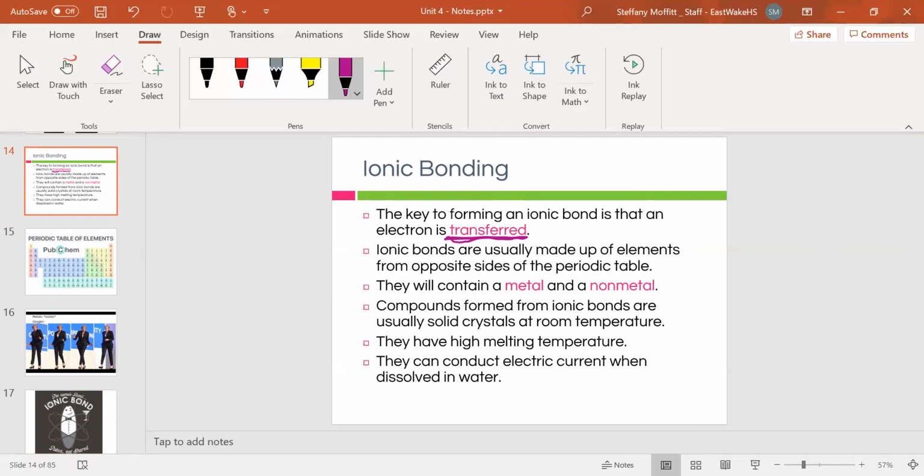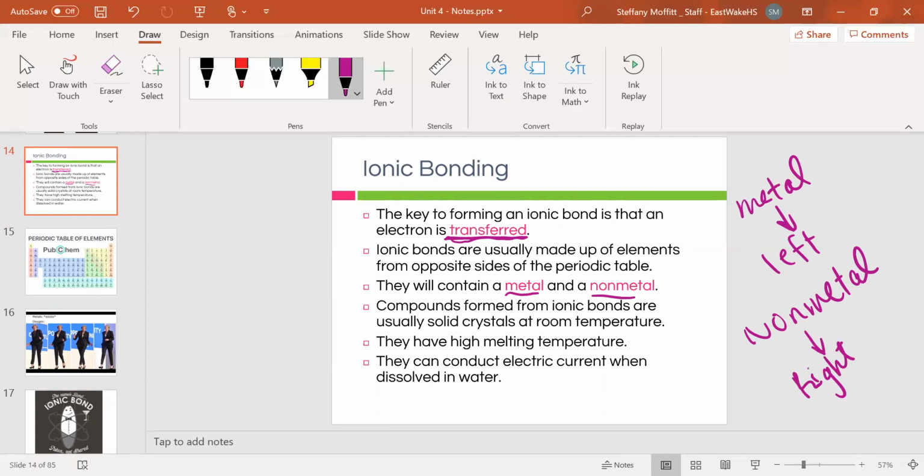These ionic bonds are always made up of a metal and a non-metal. So the metal will come from the left-hand side of the periodic table. The non-metal will come from the right-hand side of the periodic table. And these ionic bonds, they're going to form these solid crystals at room temperature. So think table salt. They have really, really high melting temperatures because they're really good at keeping themselves together. So it's going to be hard to melt them. And then they also conduct electricity when you dissolve them in water.